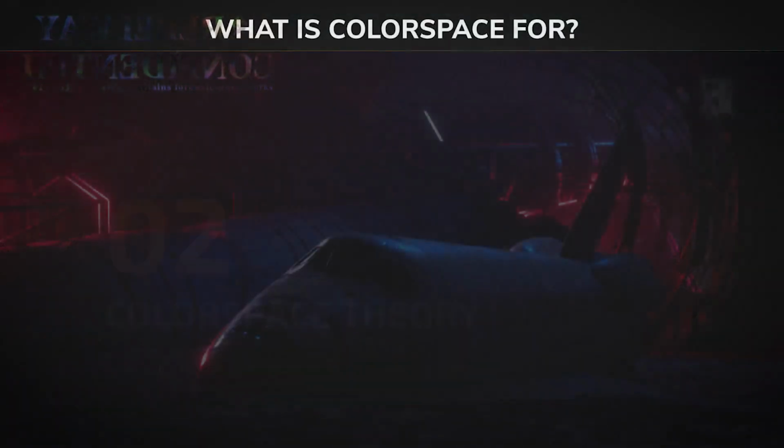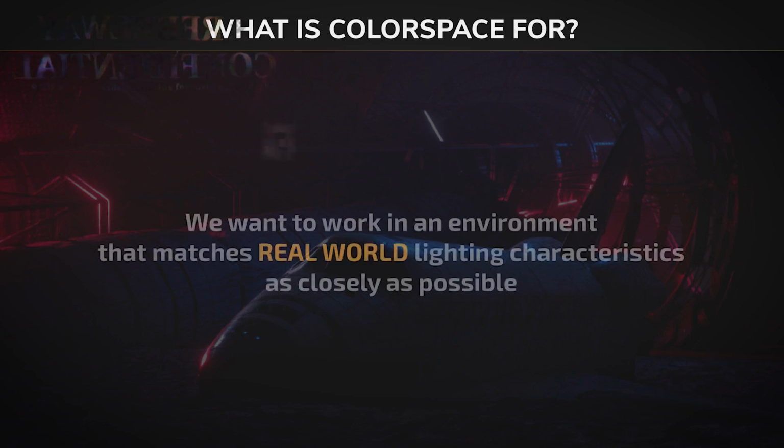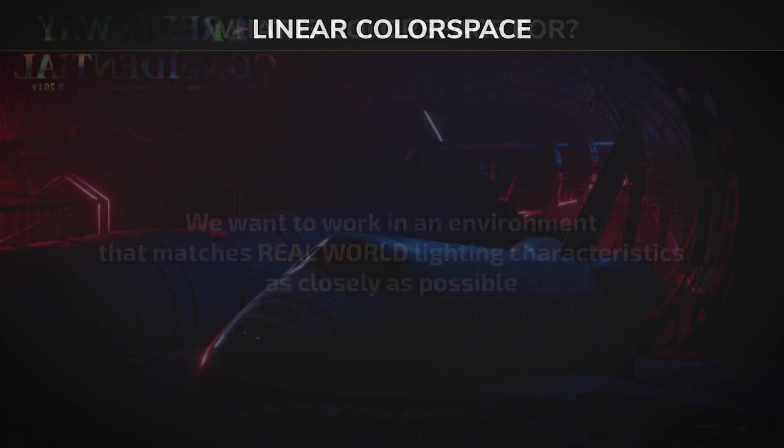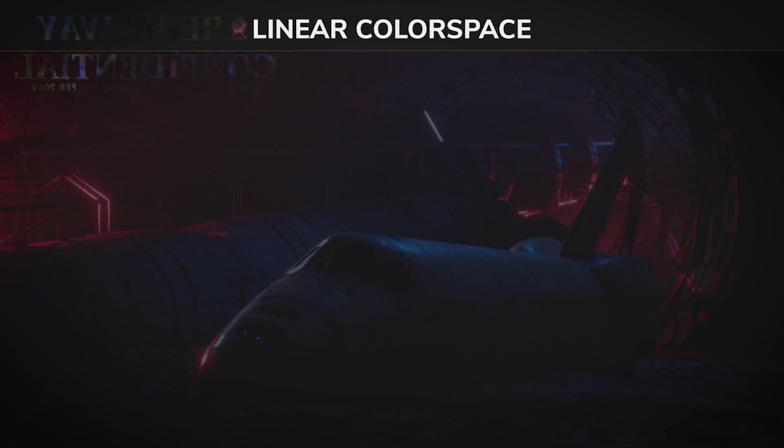So let's get started. Now, before we talk about how color space is implemented in Nuke, we first need to understand what exactly color space is for. Well, our goal as VFX artists is to have our work mirror reality. And in order to help achieve that, we should be working in an environment that mirrors reality as closely as possible. That's where the linear color space comes in. But what exactly does that mean? Because Nuke works in a linear color space under the hood. That's what everything is built on in Nuke.